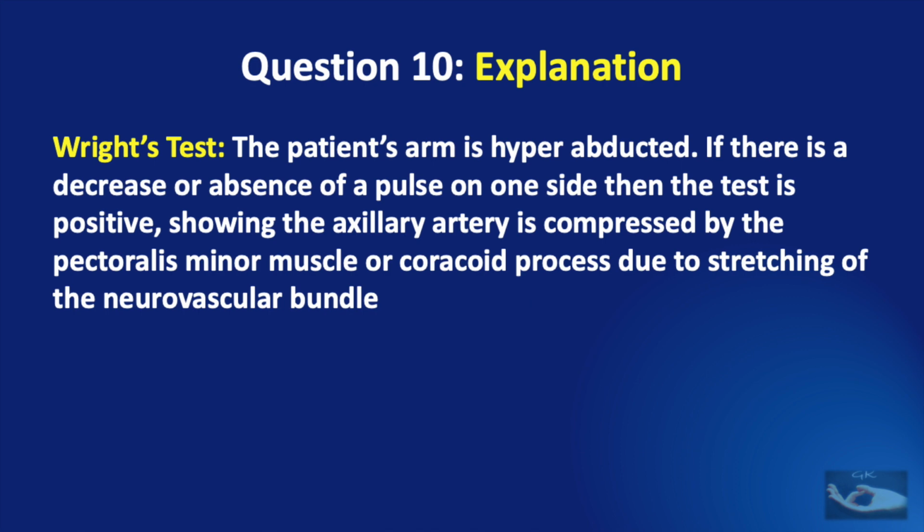The Wright's test is done as follows. The patient's arm is hyperabducted, and if there is a decrease or absence of a pulse on one side, then the test is positive, showing the axillary artery getting compressed by the pectoralis minor muscle or the coracoid process due to the stretching of the neurovascular bundle.